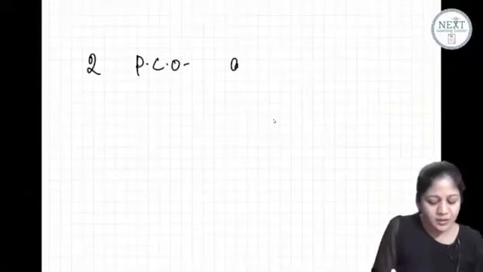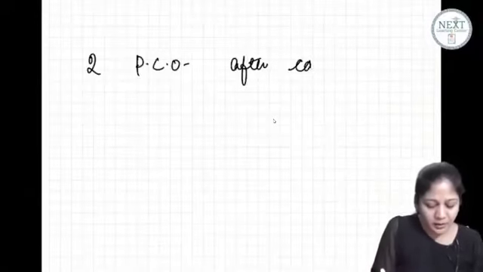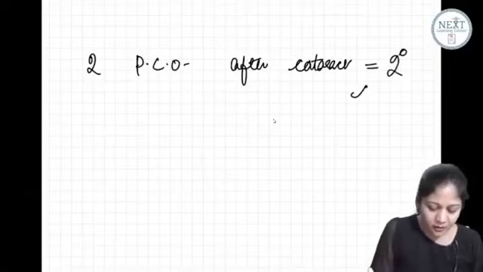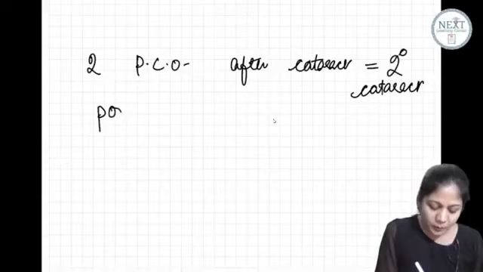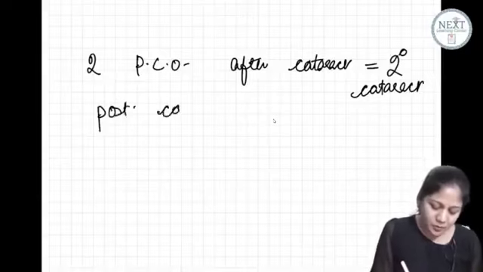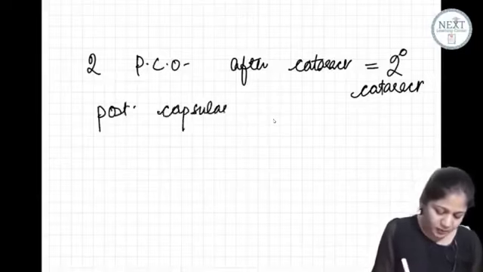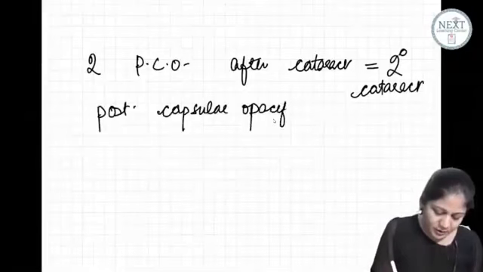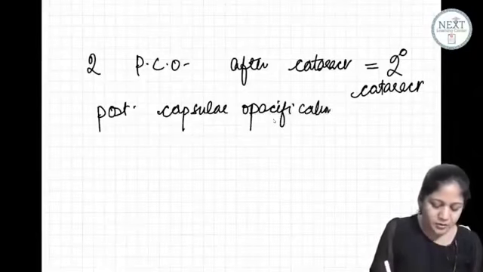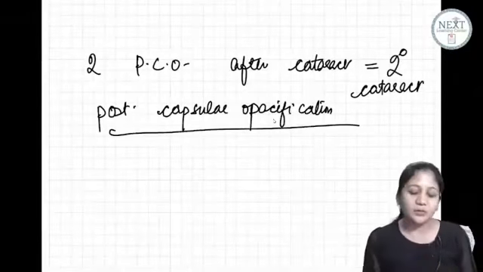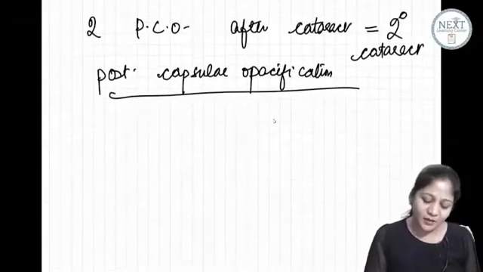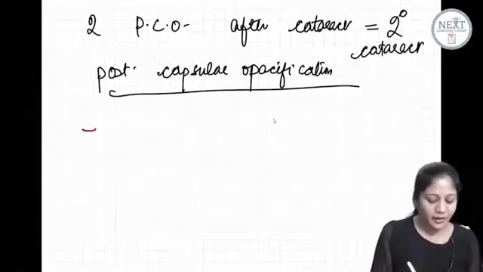This is called PCO. Please write down PCO. It is also called after-cataract. It can also be called a secondary cataract. Please remember the names. But the true name is posterior capsular opacification. It has 3 names. So what is the complaint of the patient? Same as that of cataract.